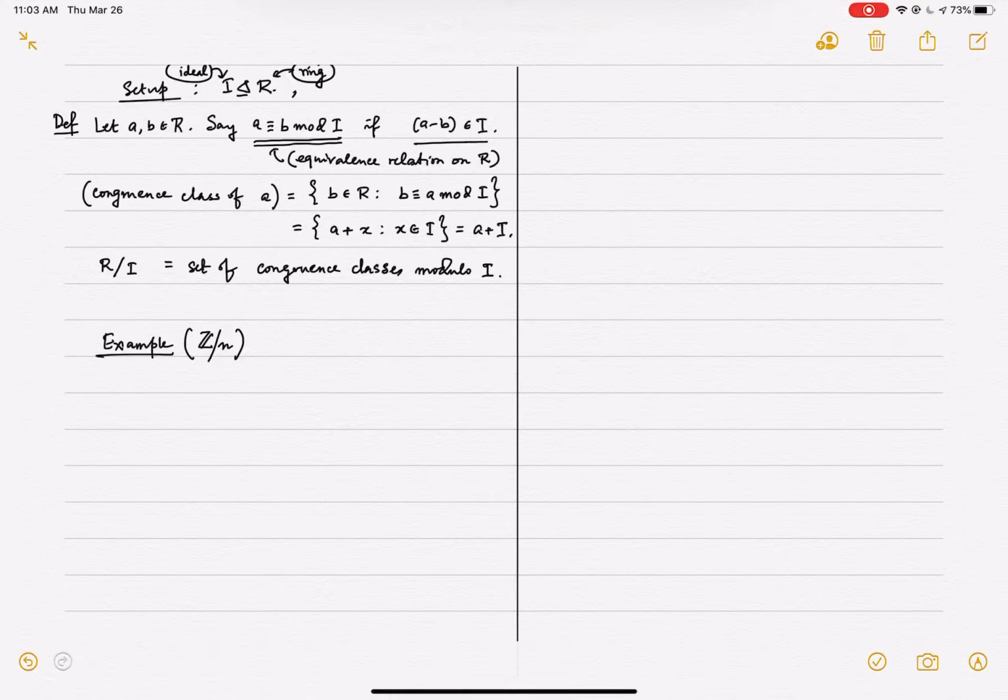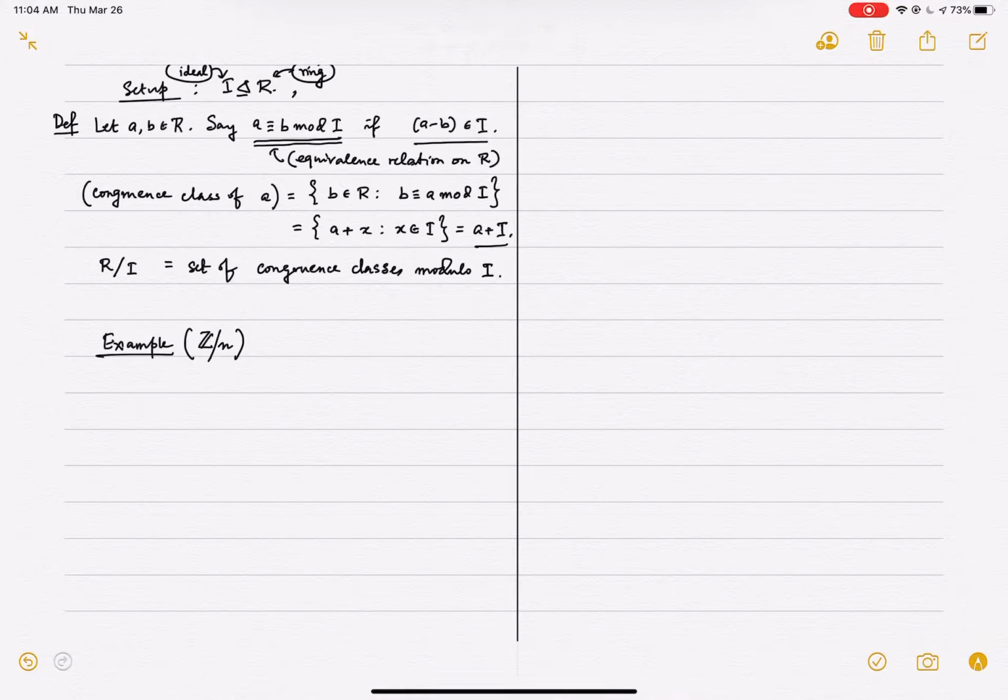A congruence class of an element A in R is just the set of all the elements of R such that they are related to A by this relation. So it's the set of all B in R such that B is congruent to A mod I. And it turns out that that's the same thing as all elements of the ring that are of the form A plus some element of the ideal. And a good notation for that set is A plus I.